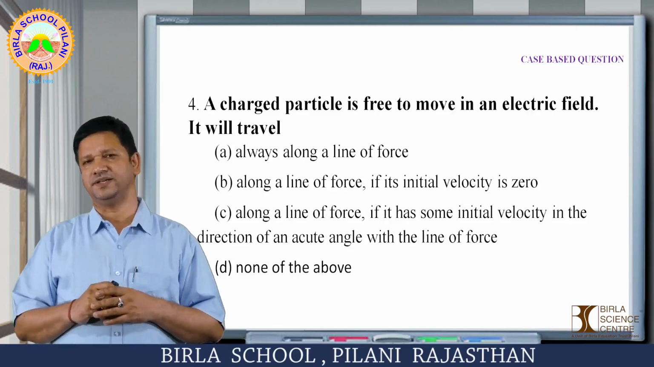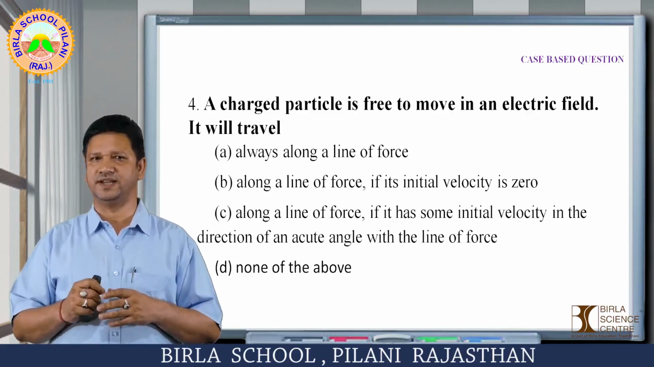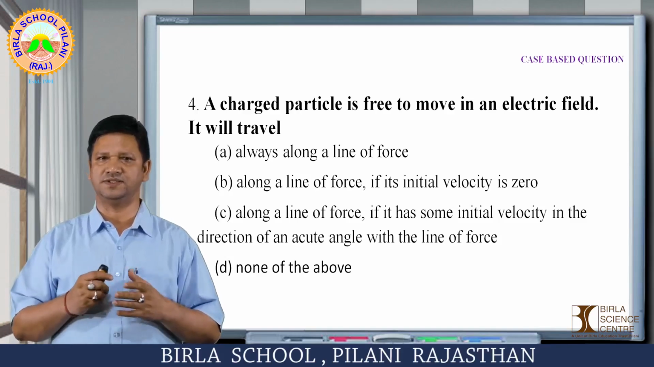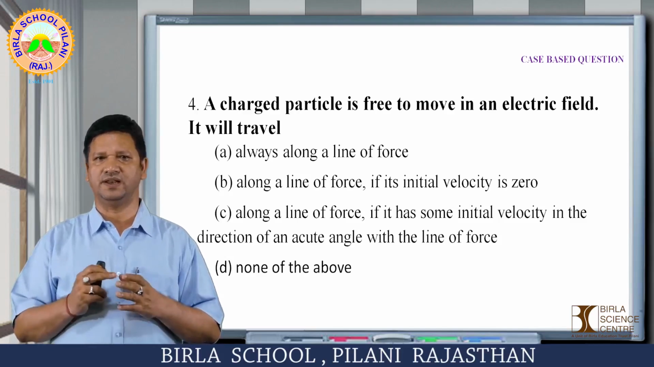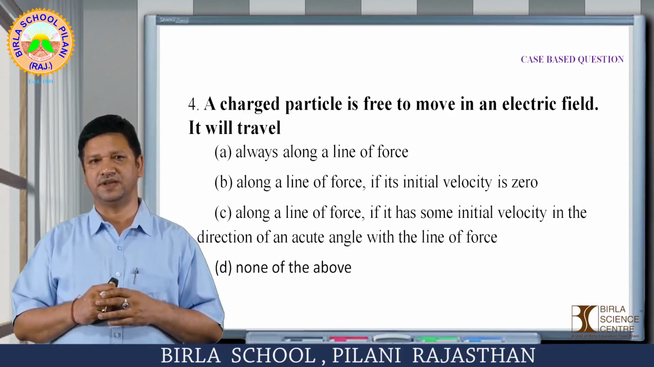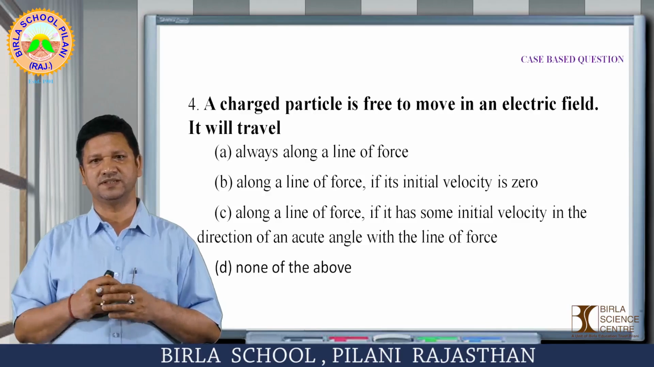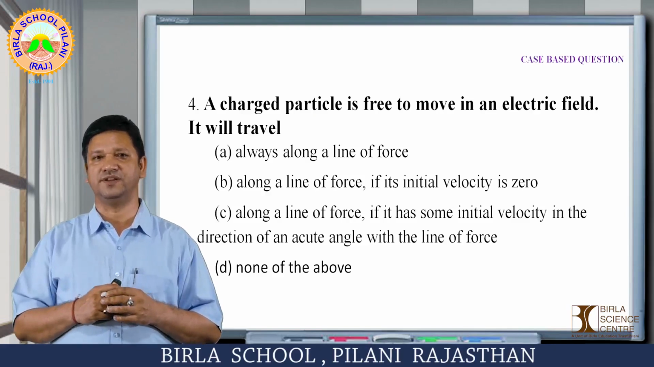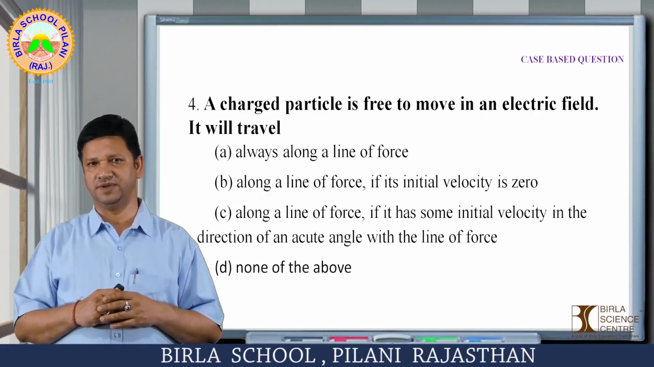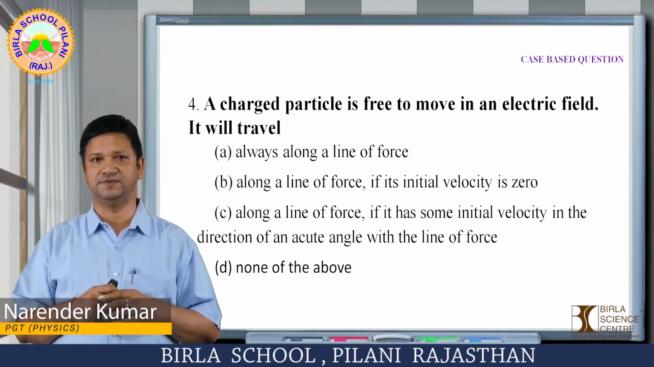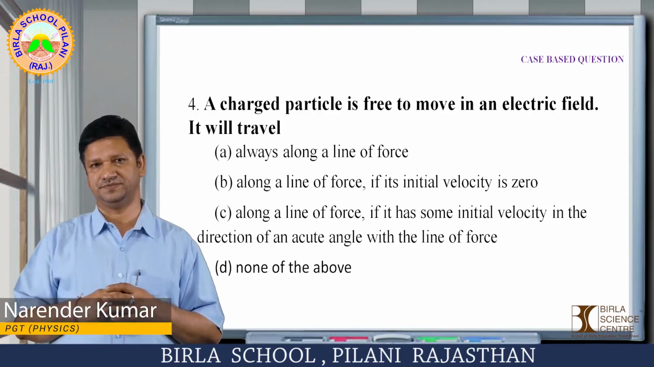A charged particle is free to move in an electric field. It will travel always along a line of force; along a line of force if its initial velocity is zero; along a line of force if it has some initial velocity in the direction of an acute angle with a line of force; or none of the above. None of the above is not applicable. Always along a line of force is also not applicable.